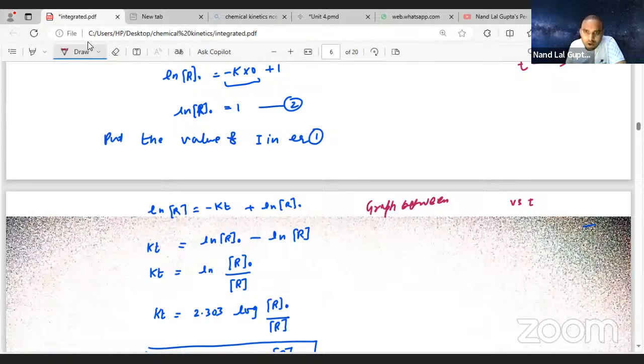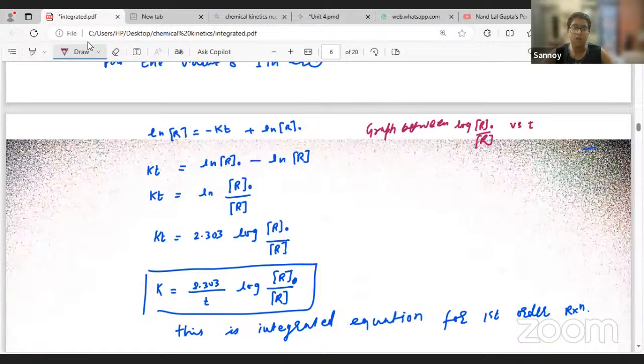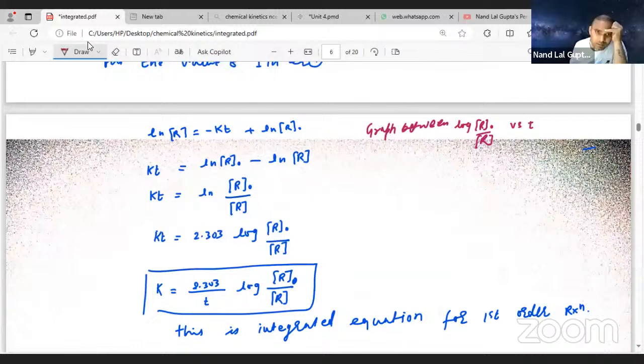Log r naught by r versus t. For this graph, which equation can you use? If I use this one, it is not possible, so this one we can use. Y is equal to mx plus c, where it can be related to log r naught by r versus t. See this equation we are using, this one.